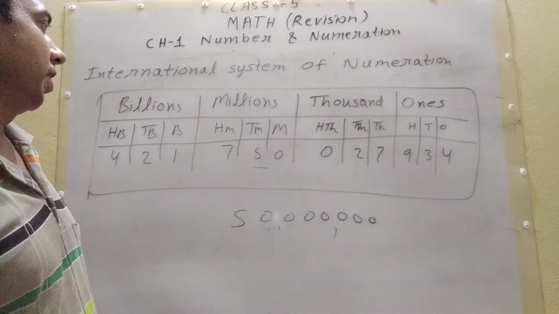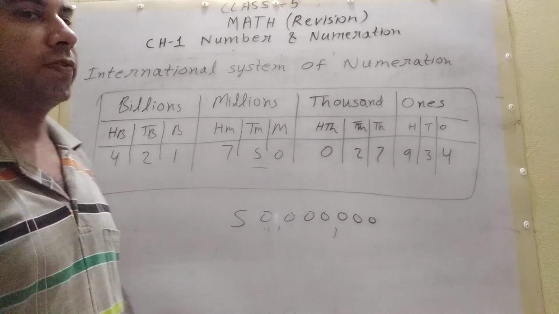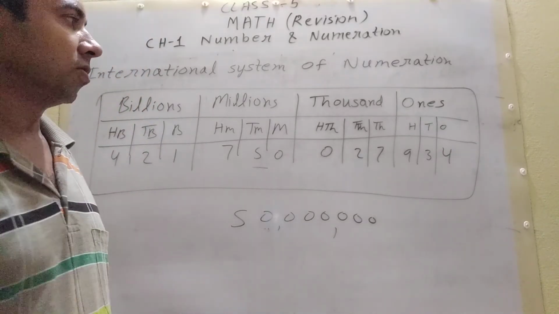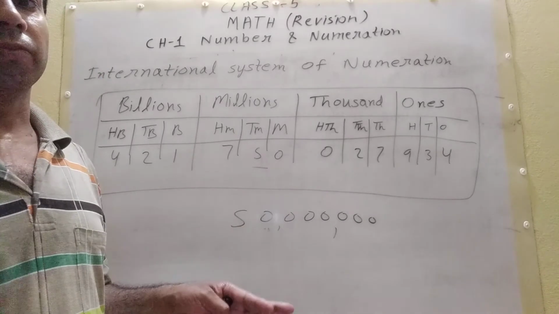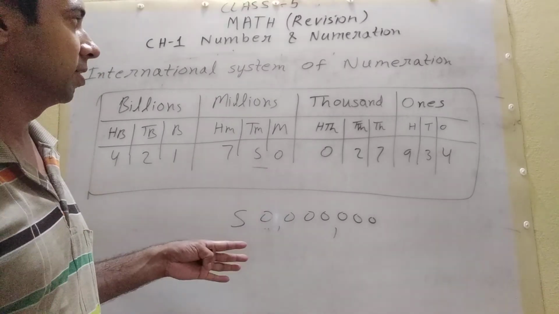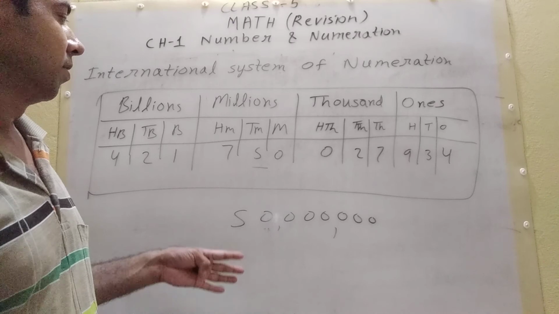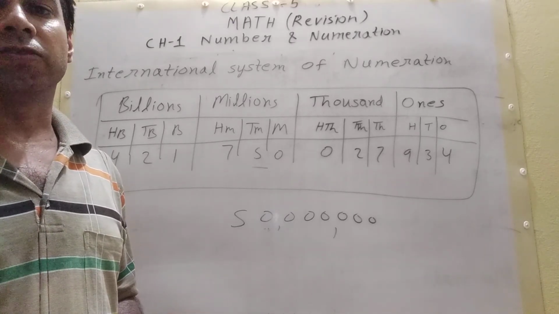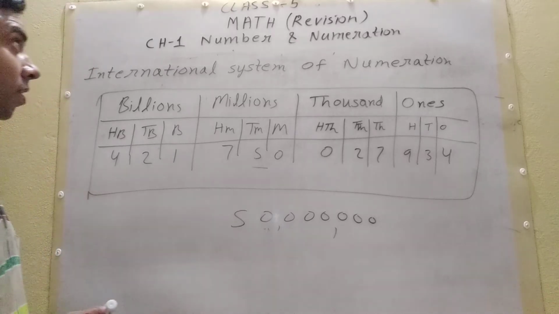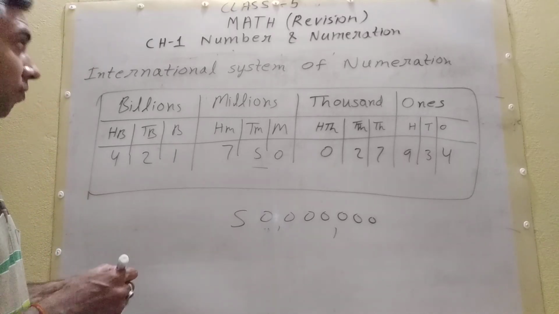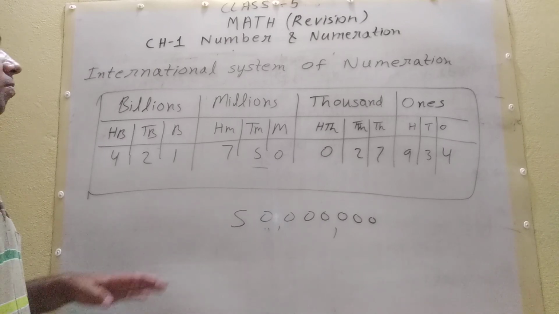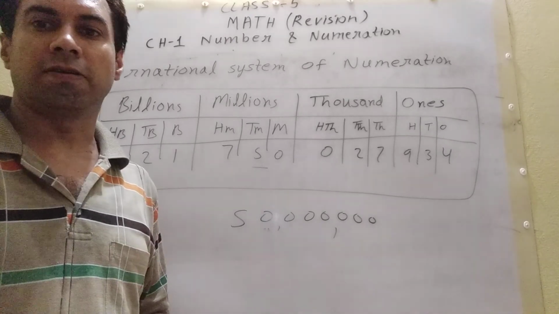And now face value. Face value of a digit remains the same. It does not change. So either it is the Indian system of numeration or the international system of numeration, face value remains the same. There is no change in face value. So chapter 1, number and numeration, division, part first completed. Thank you.